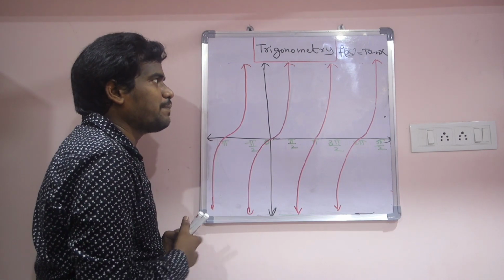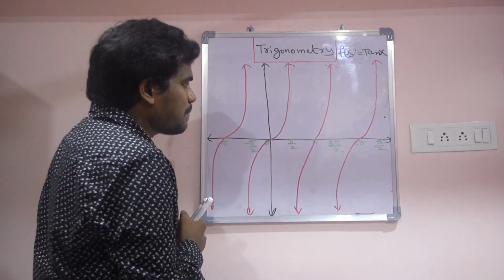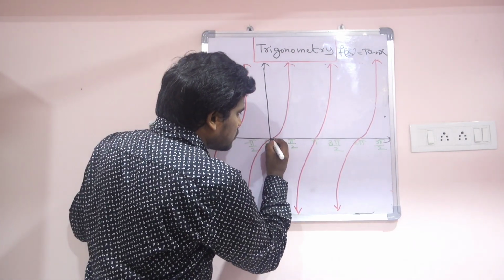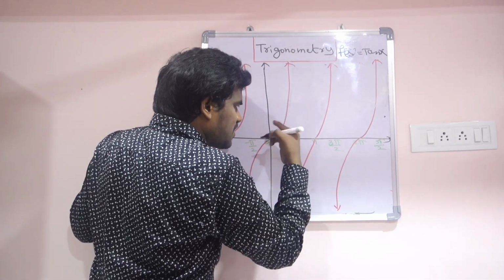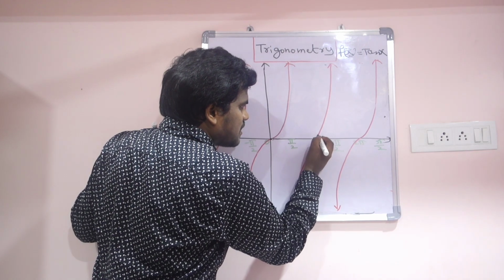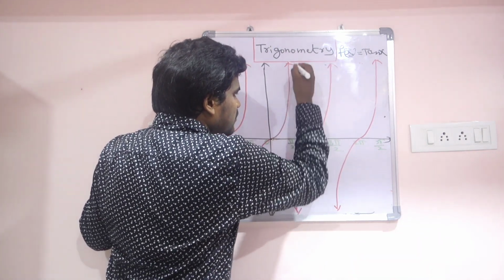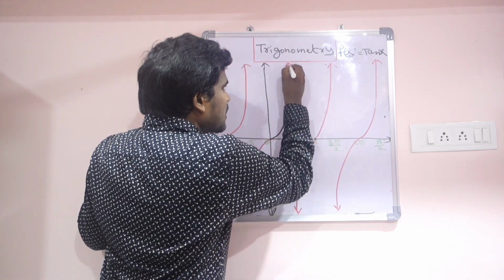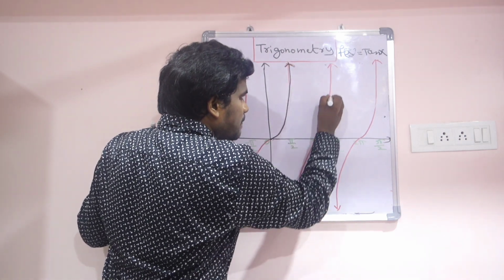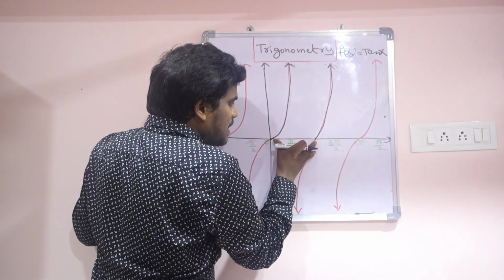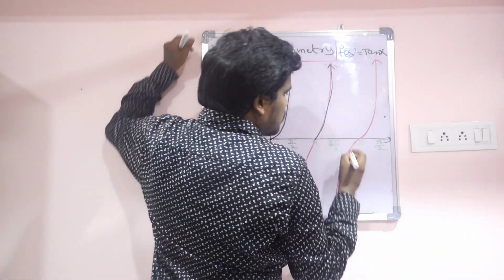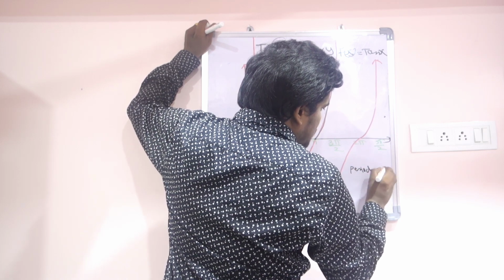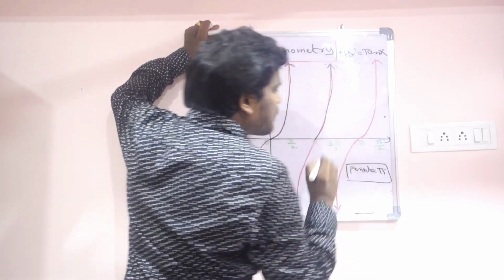And next we will go for the period. What is the period here? Observe that from 0 to pi by 2 the graph is like this, and the same wave repeats after pi. This same graph is repeating at pi only. So the period is pi minus 0, which is pi. So the tan x graph period is pi only.